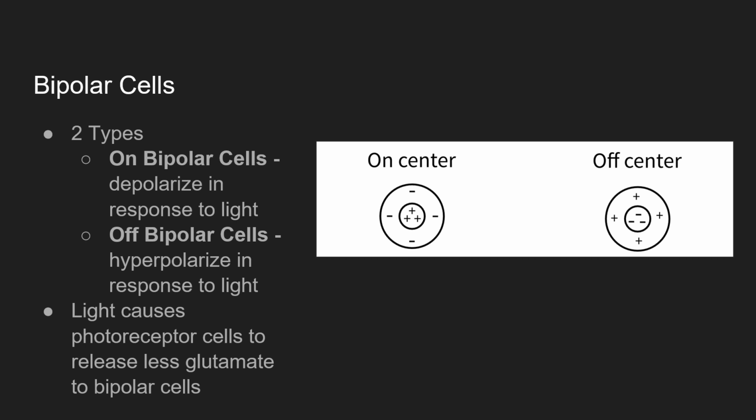And then just the opposite for the off-center receptive field, your off bipolar cells are going to be in the center, as the name suggests. So if you shine the light in the center, you're going to get that hyperpolarization. And then if you shine a light in the peripheral region where those on bipolar cells are, then you're going to get a depolarization. And I think that'll be all for this vision lecture.